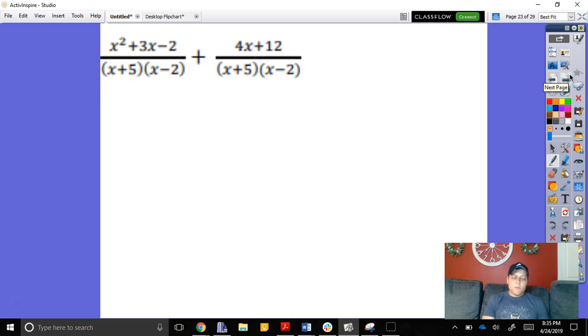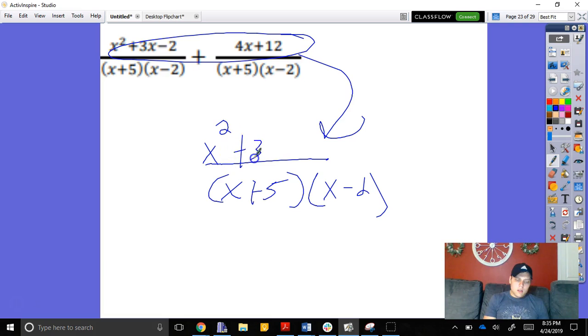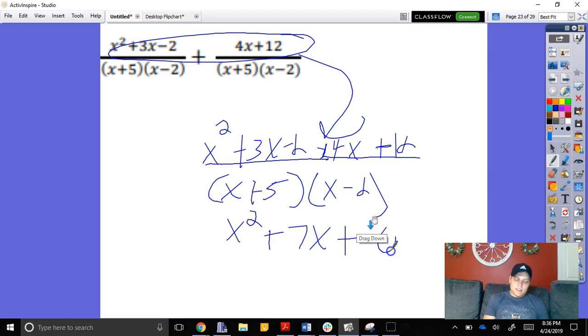Okay. In this problem, you see that once again, we already have the same denominator. That means I can make this one big fraction over the same denominator. And then I can just put both numerators down here. So I'll get x squared plus 3x minus 2 plus 4x plus 12. Okay? And then I can just put like terms together. So I'd get x squared plus 7x plus 10, because negative 2, positive 12, that makes 10. And 3x and 4x, that makes 7x.